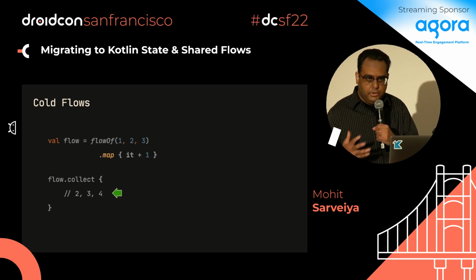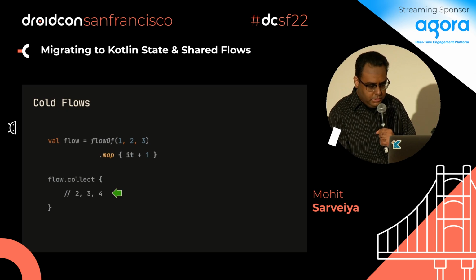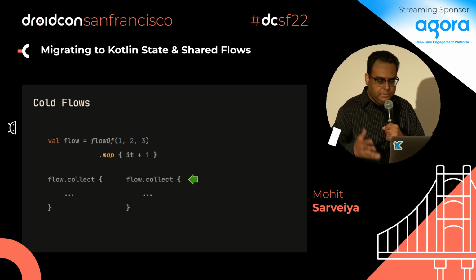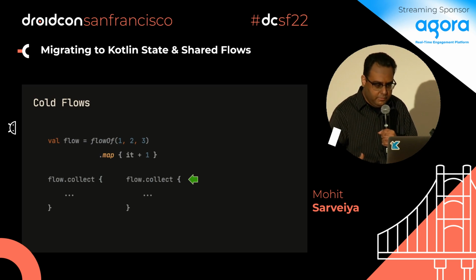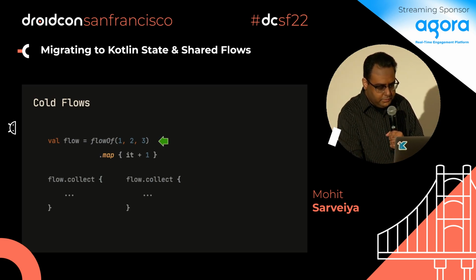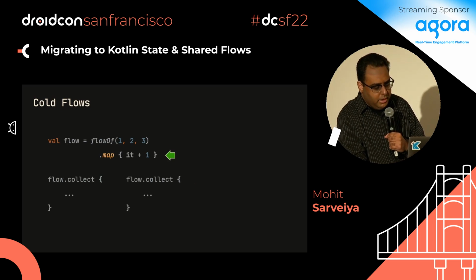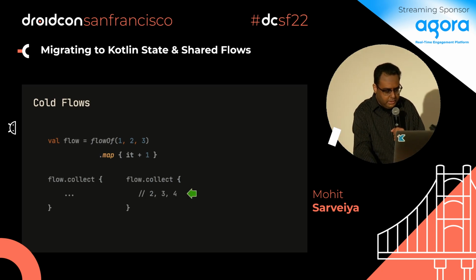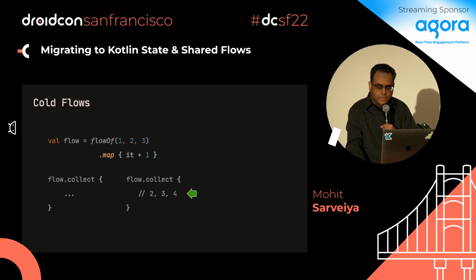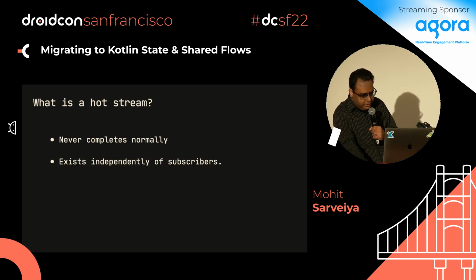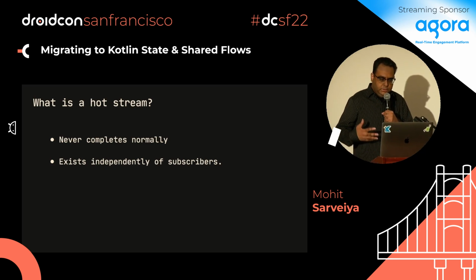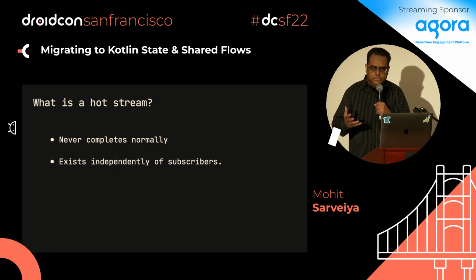It's not a behavior of hot flows, as we'll see. If I have another subscriber that collects from this flow again, it's going to start up again by emitting the 3 values, 1, 2, and 3, then apply my map operator, and then it's going to complete. When you look at hot streams, they don't complete.